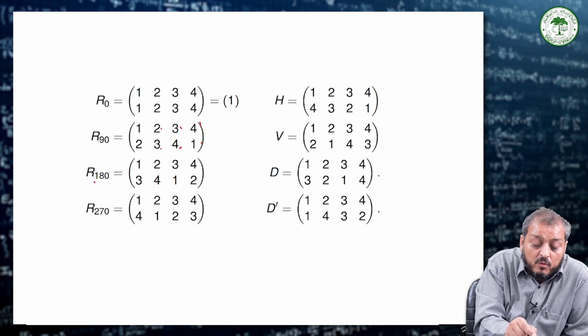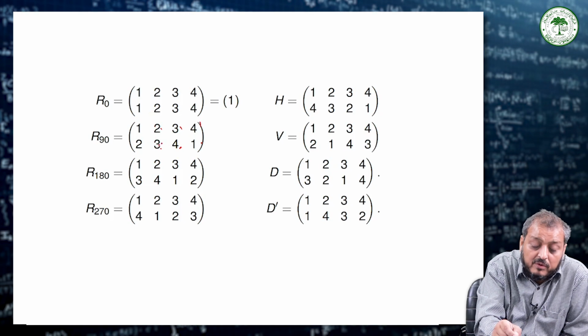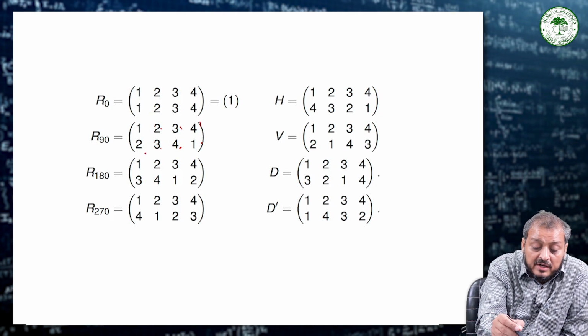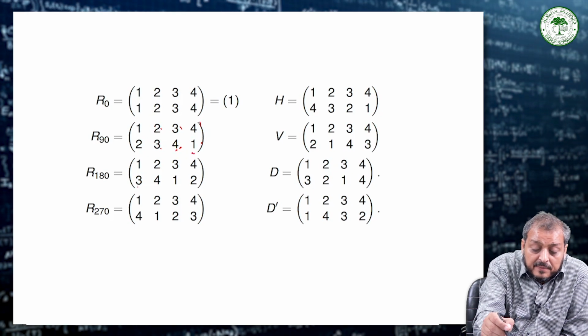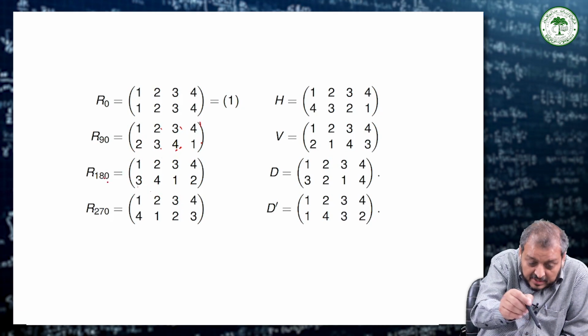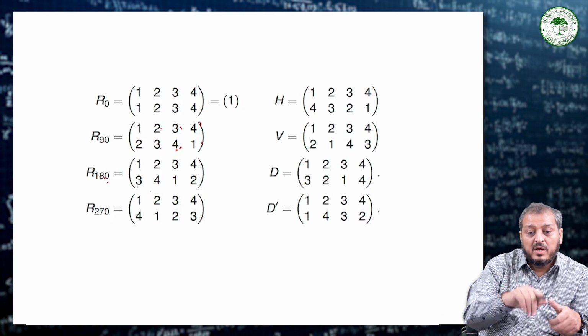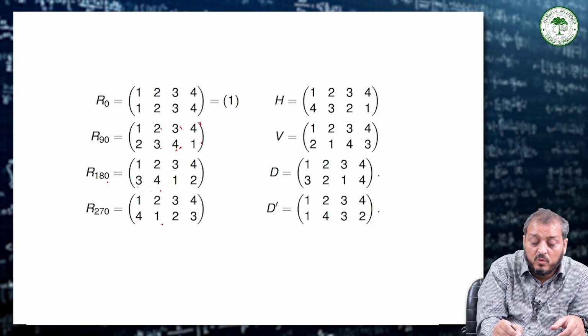Then again 180 degrees, this is R90, which rotates about 90 degrees. So this rotation means 1 goes to 3, 2 goes to 4, and similarly for the others. And again we rotate this 180 degrees, meaning R180, and then rotating 90 degrees again, you have 4 shifting here: 4, 1, 2 and 3.